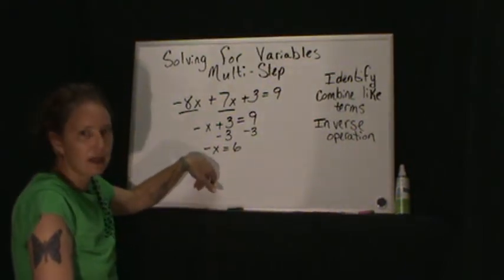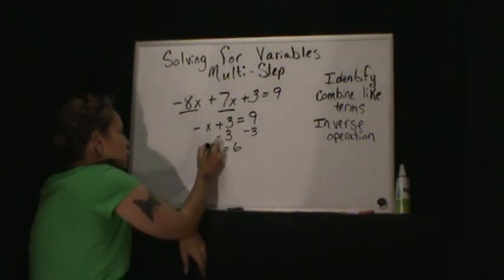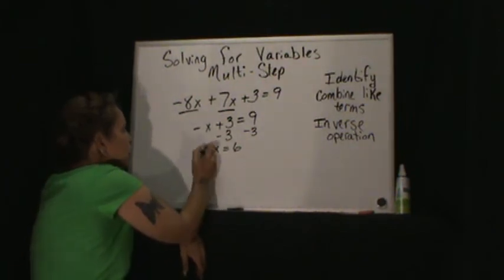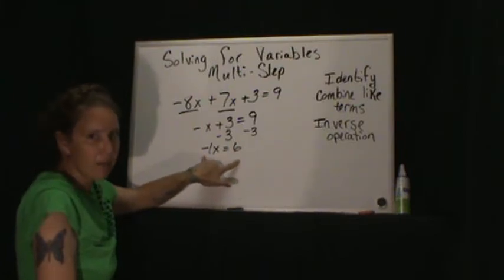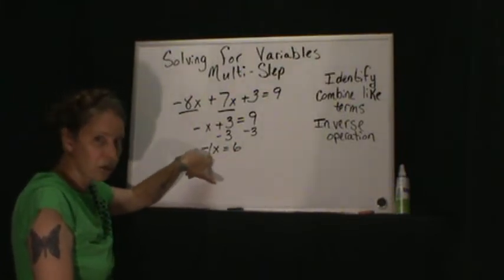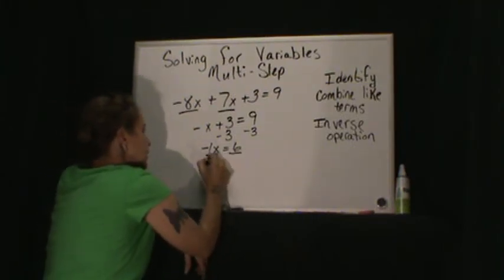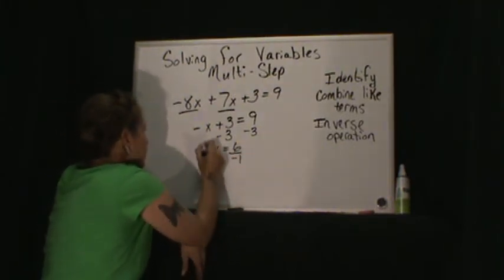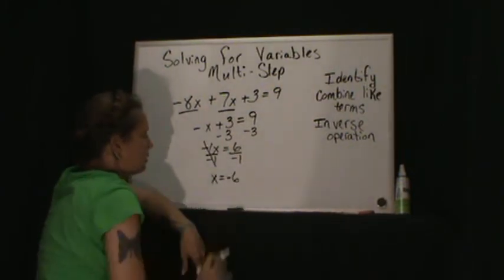Now we got to get rid of that negative in front of our x. We don't want to leave that there. So like we said, there is a 1 there. So we can divide both sides by negative 1, because that is essentially being multiplied by negative 1. So let's divide both sides by negative 1. So x equals negative 6.